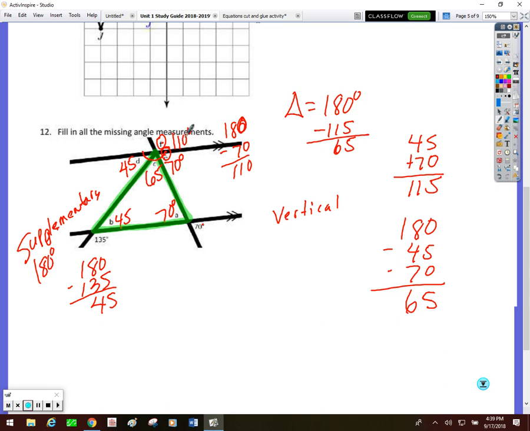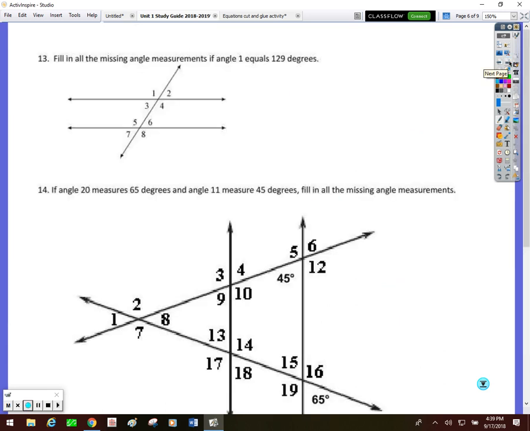Okay? So just walk yourself through these, right? Remember we talked about it. If you can tell me what it's not, then you can tell me what it is. All right, real quick. Angle 1, 129. Okay, 2 parallel lines cut by 1 transversal creates these 8 angles, right?